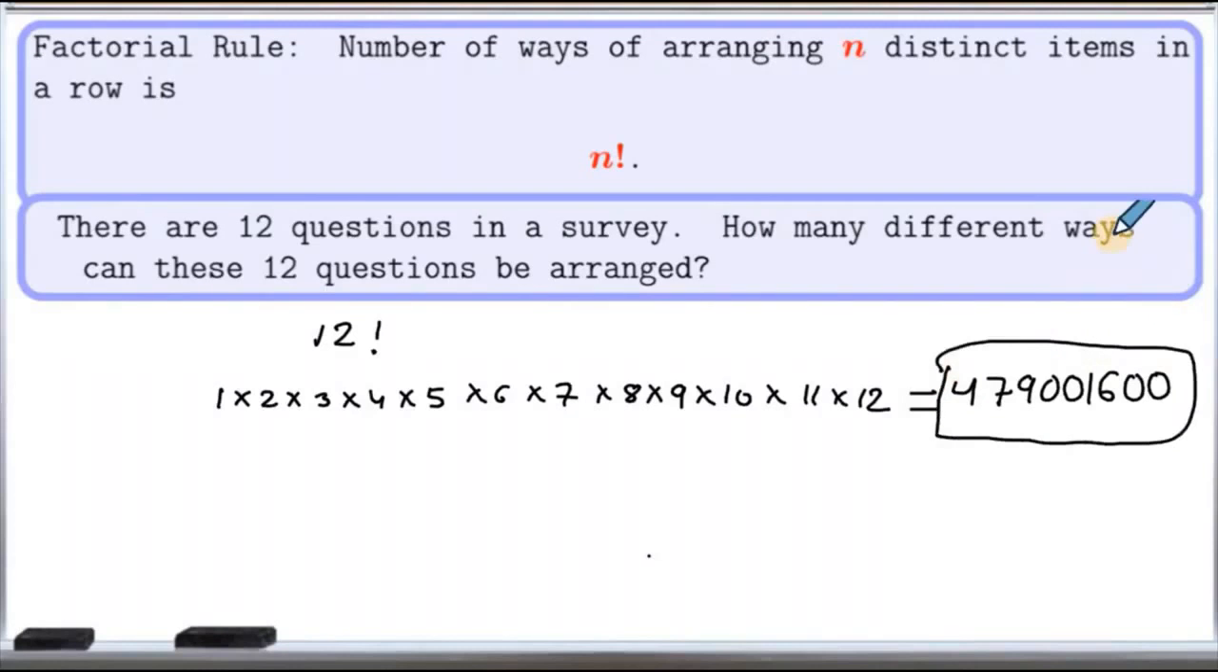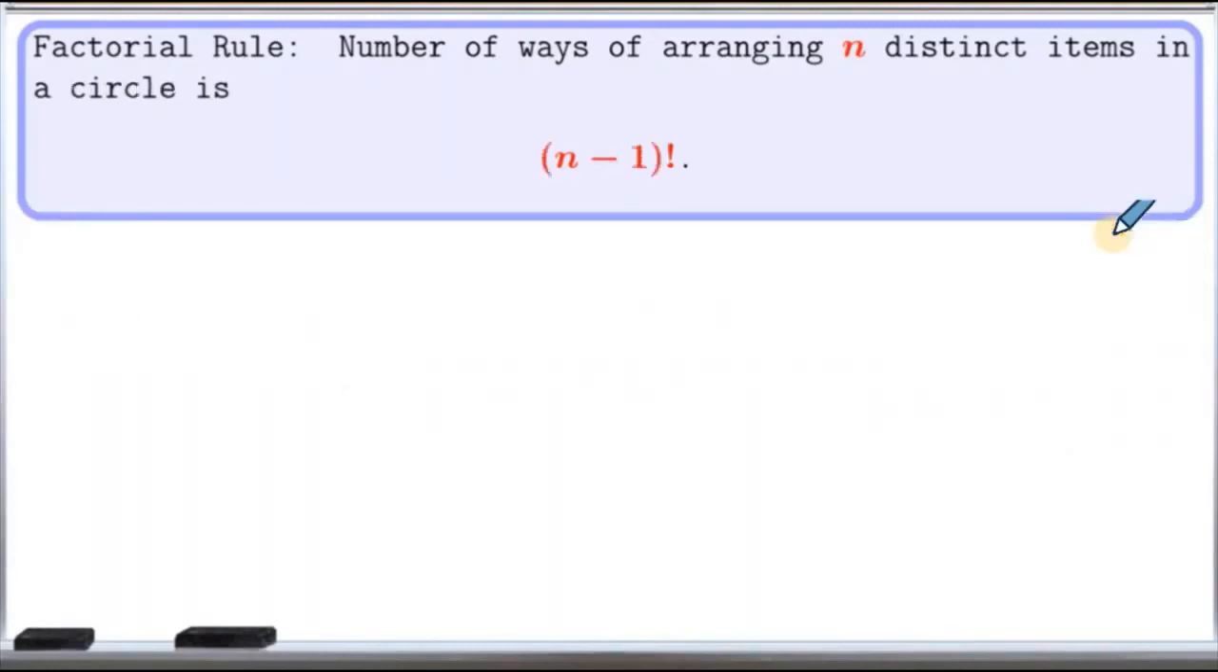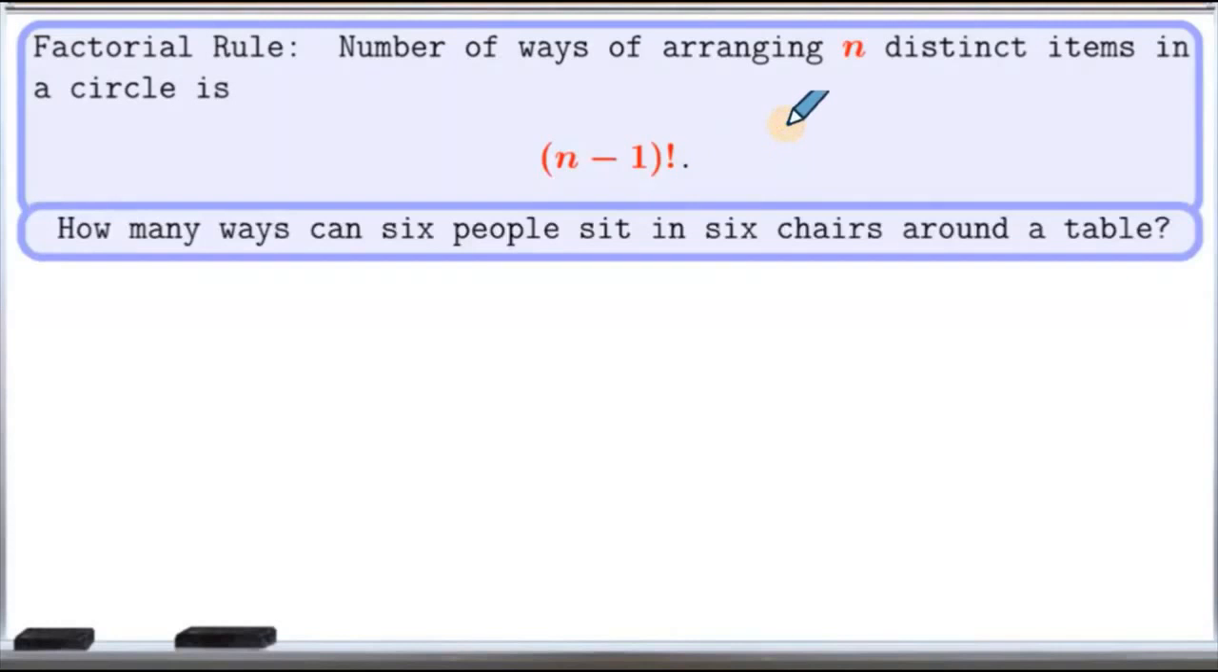So let's look at more about the factorial rule. The number of ways of arranging n distinct items in a circle is n minus 1 factorial. So let's look at this example here. So here we need to find out how many ways can 6 people sit in 6 chairs around a table. So here n is 6. Substituting 6 in this formula, we get 6 minus 1 factorial.